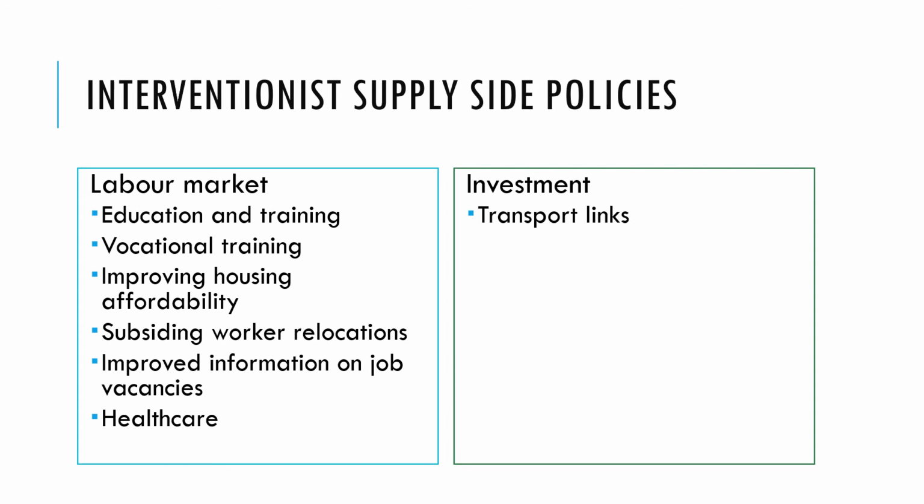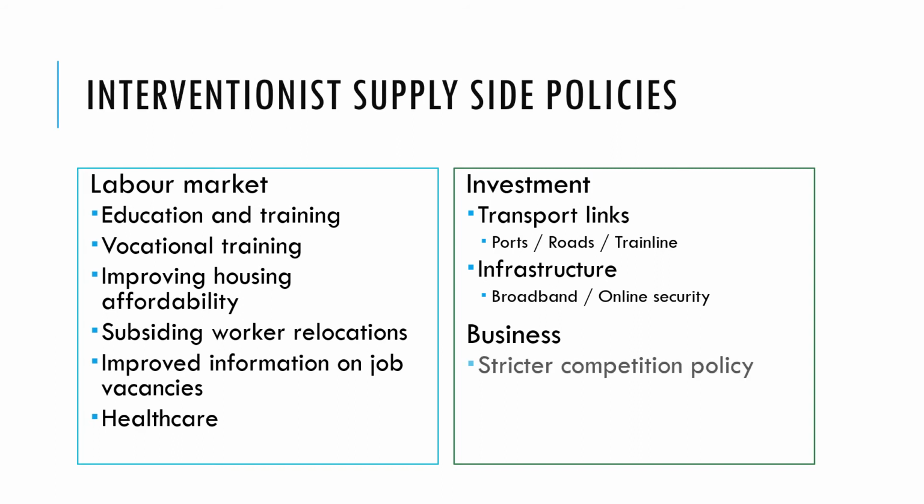Businesses can then take advantage of these improved transport links and infrastructure to increase their scale of production. Examples would be ports, roads, trains. Similarly, things like broadband and online security would enable businesses to thrive and enable them to produce more. Under the category of business, governments could try and encourage more competition through trying to avoid the situation where there are monopolies within markets. Governments may provide businesses with subsidies to try and encourage them to increase their scale of production as well.